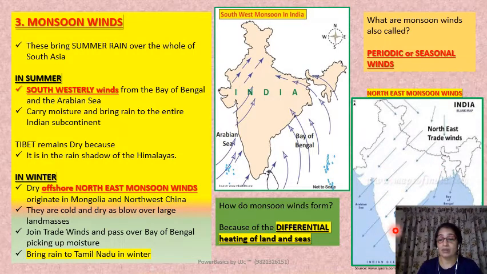Important to understand. So how do monsoon winds form? Because of the differential heating of land and sea. What are monsoon winds also called? They are called periodic winds or seasonal winds. I hope you've understood that the southwest monsoon picks up moisture from the three water bodies. The northeast monsoon winds pick up water only from the Bay of Bengal and therefore they bring rain to Tamil Nadu. Okay.